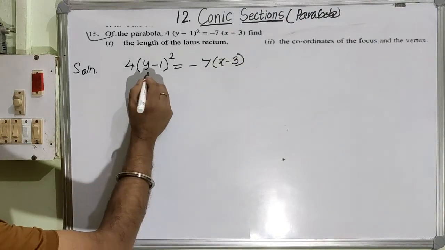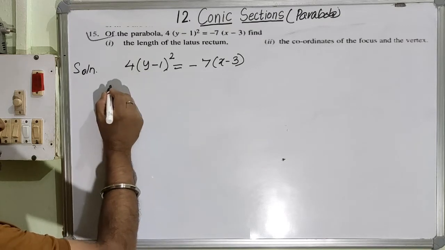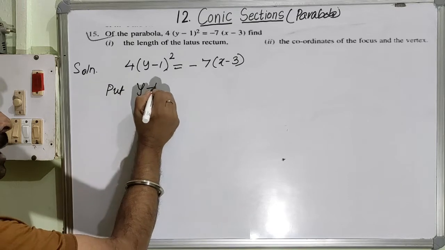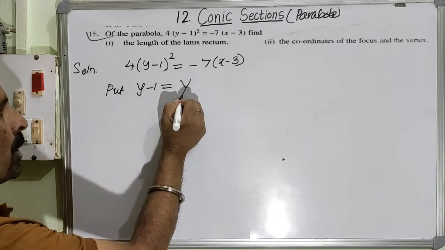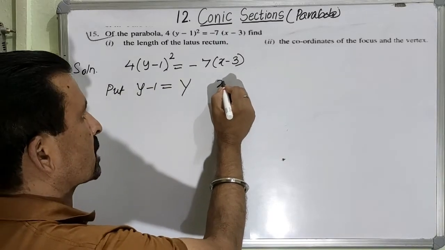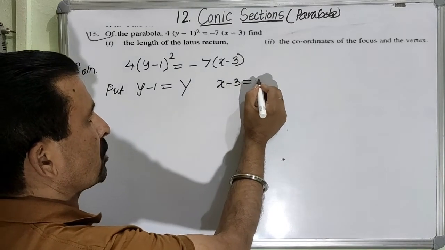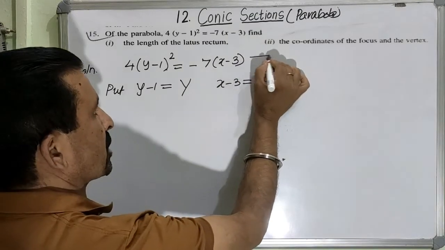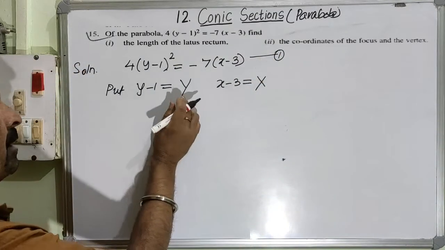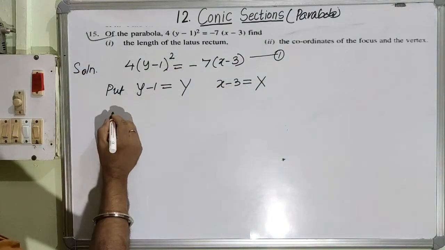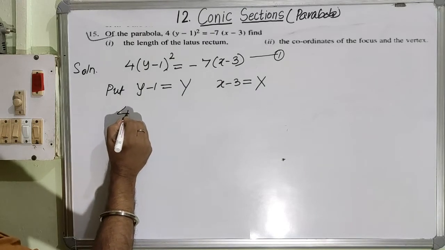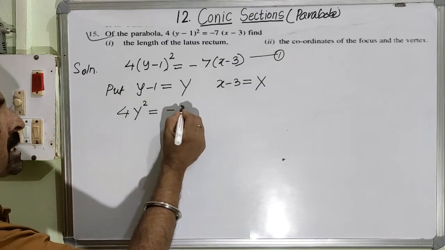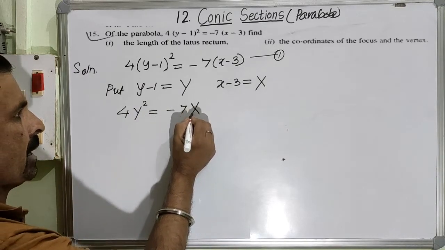So here what we can do is, for this y minus 1 we will assume it as capital Y, and x minus 3 we will assume it as equal to capital X. And then when we put it in the equation, say this is equation number 1, when we put the value of y and x in equation number 1, it will reduce to 4Y square is equal to minus 7, and then this will become X.